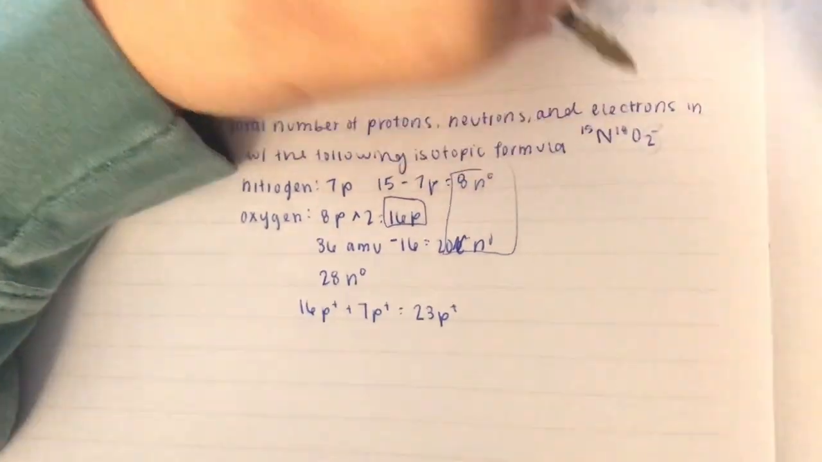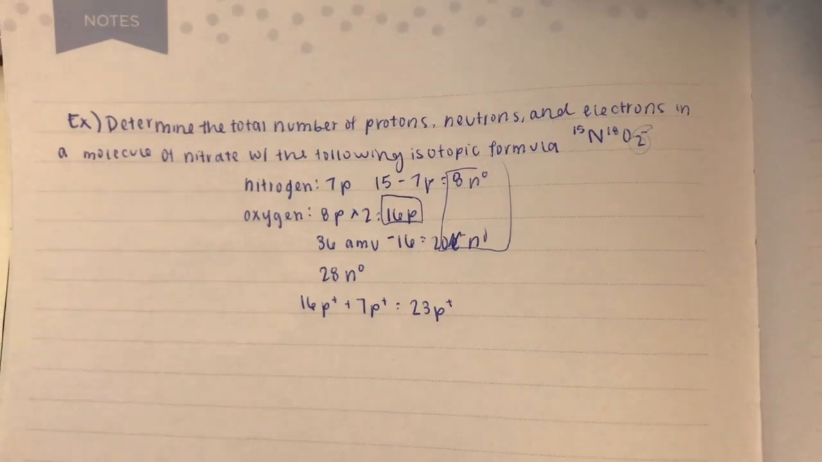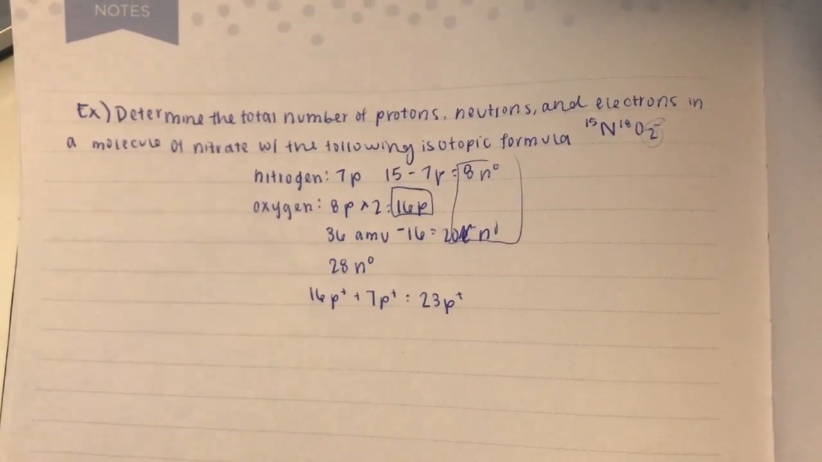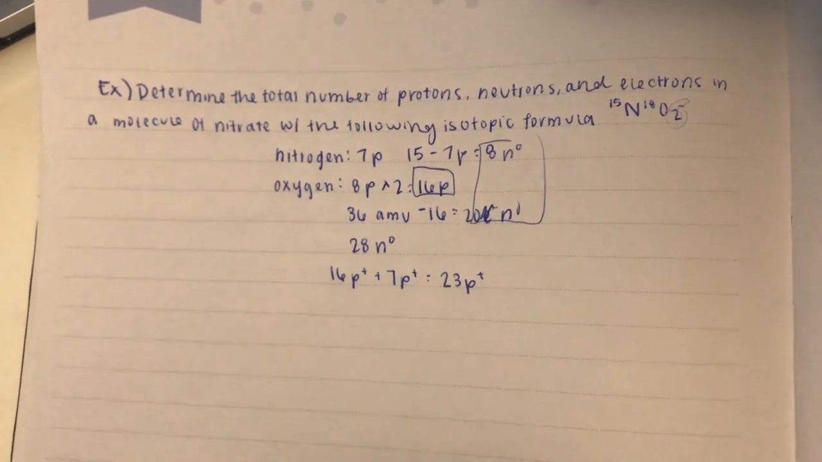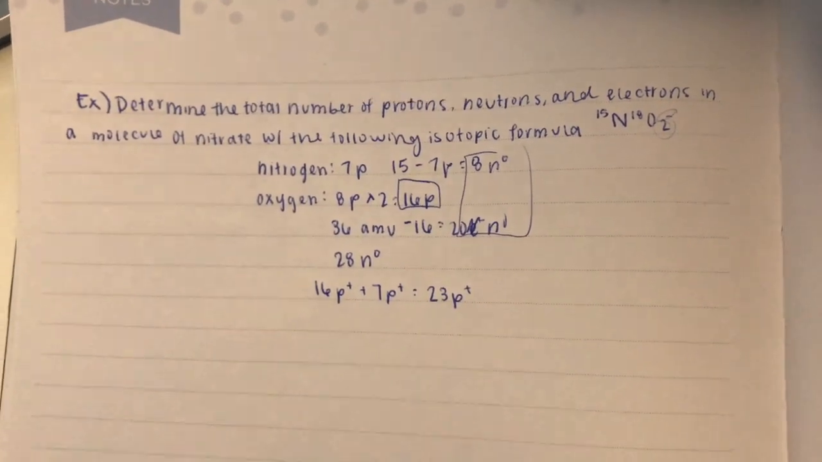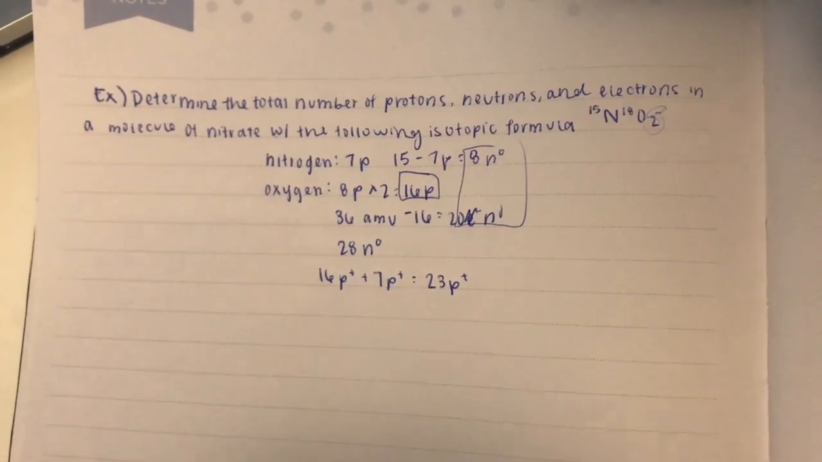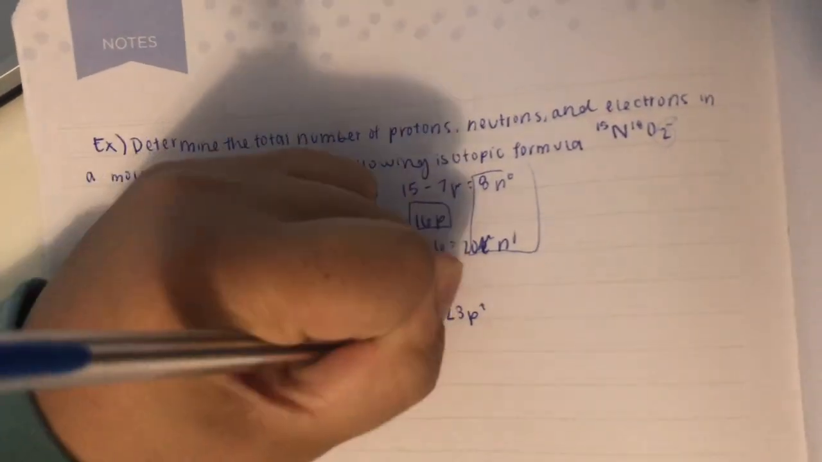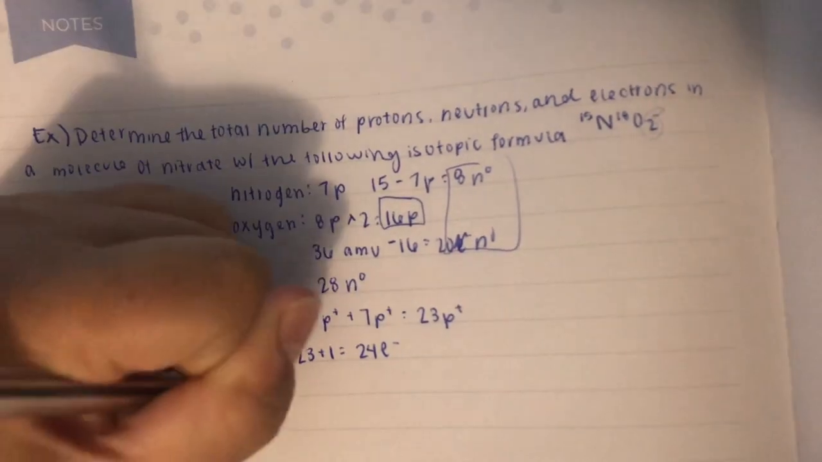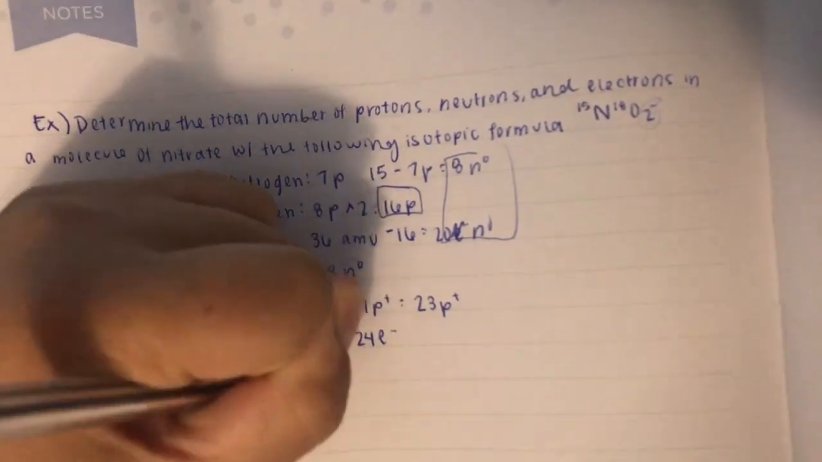Now we have to look at this negative sign right here. We know that this molecule is not neutral, because if it was neutral, it wouldn't have either a plus or a minus. In a neutral molecule, protons and electrons are equal, because protons are positive and electrons are negative, so they balance each other out to have no charge. But here there's going to be 1 extra electron because it has a -1 charge. So we take the amount of protons, add 1, and you get 24 electrons. So in this molecule, we're going to have 28 neutrons, 23 protons, and 24 electrons.